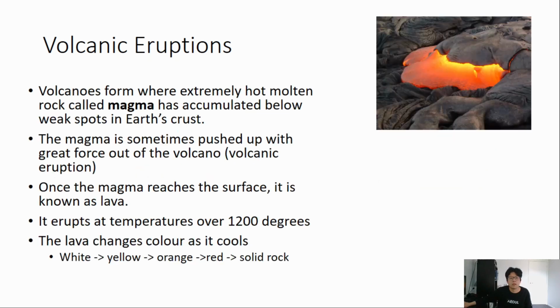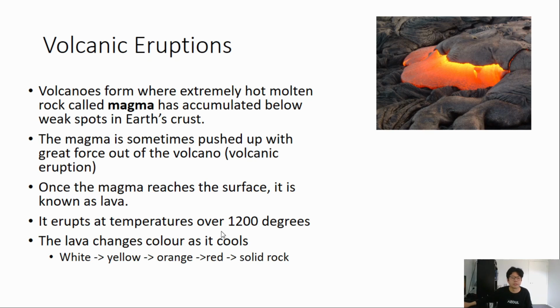So volcanoes form where extremely hot molten rock called magma has accumulated below weak spots in the Earth's crust. The magma is sometimes pushed up with great force out of the volcano, which is known as a volcanic eruption, and once the magma reaches the surface, it is known as lava. So if it's under the ground, it's called magma. If it comes up above the ground, it's called lava.